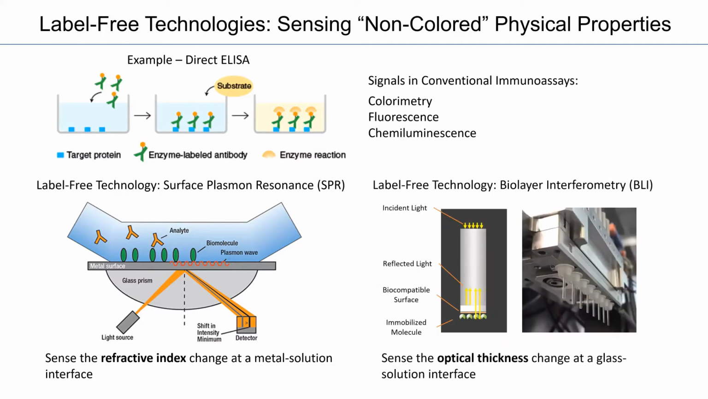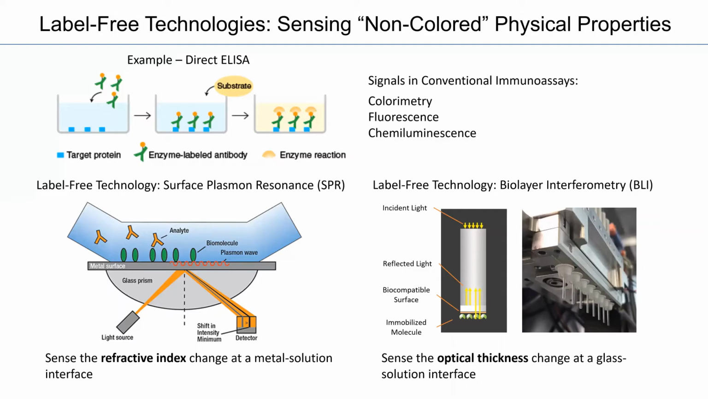After the year 2000, a newer label-free technology called Biolayer interferometry, or BLI, came to the market. And this is very powerful and convenient. BLI uses a sensing probe, and the immune reaction can happen at the tip surface of the sensing probe. So as you can see in this graph, the incident light and the reflected light travel in the sensing probe, and they can generate an interference pattern. And through the pattern, we can characterize how many molecules bound to the tip surface of the sensing probe. The BLI technology senses the optical thickness change at a glass solution interface. This is the way we quantify the analyte in a sample well.